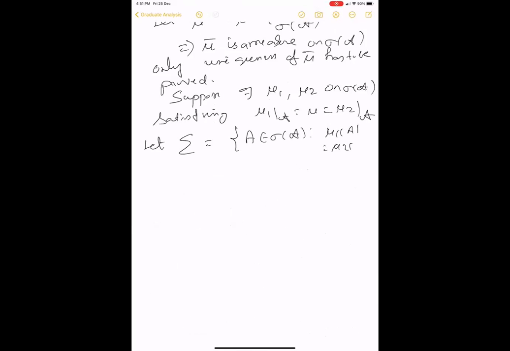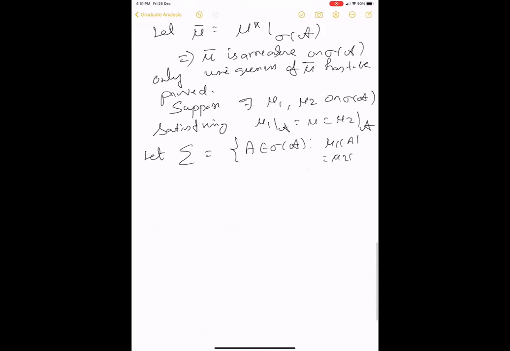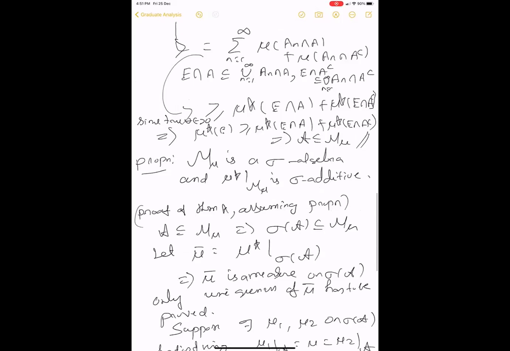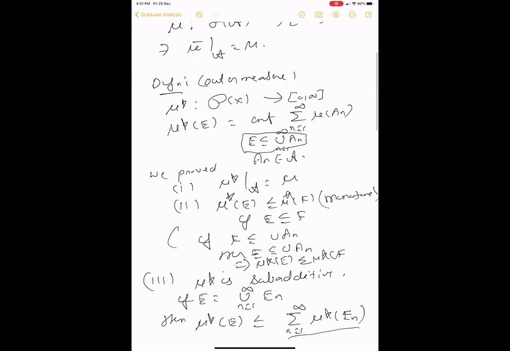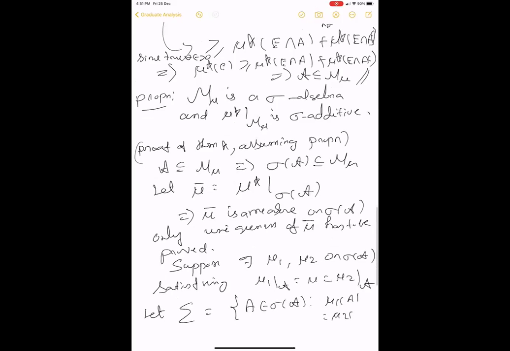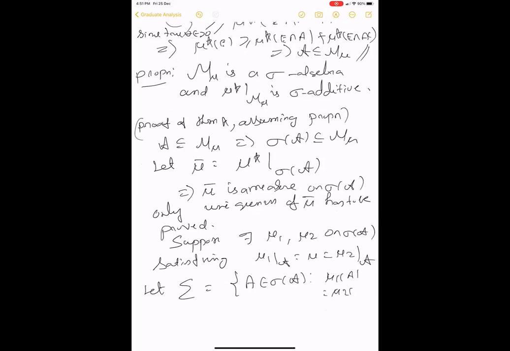Sir, please scroll up a bit. Show the proposition. Okay. The proposition says that mu is a sigma algebra, and when you restrict mu star to mu, it is sigma additive, countably additive. That's all. Thank you, sir. The proof is long, so that's why I want to first prove the easy thing, which is that there exists a unique extension.